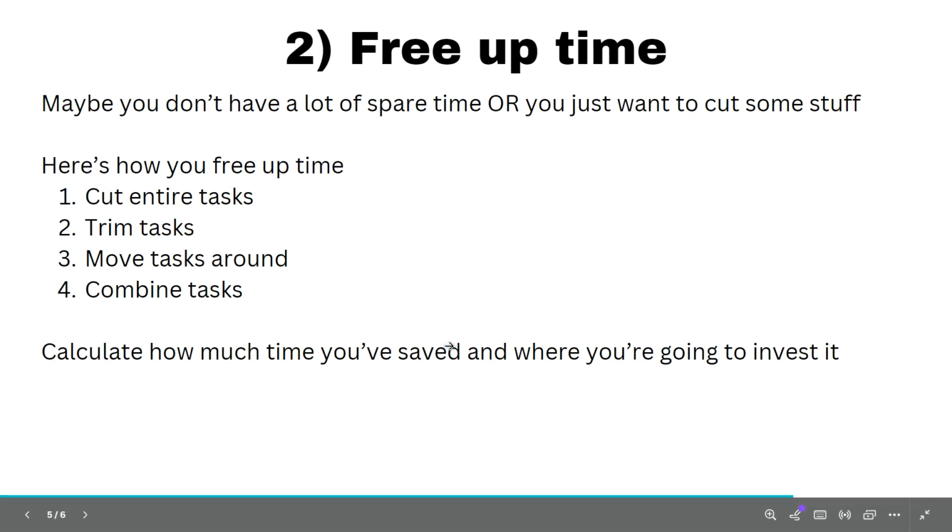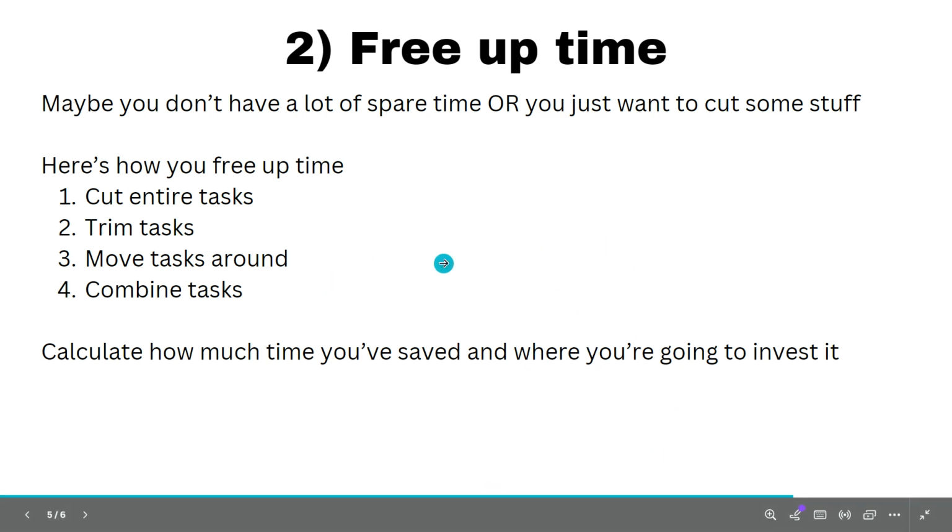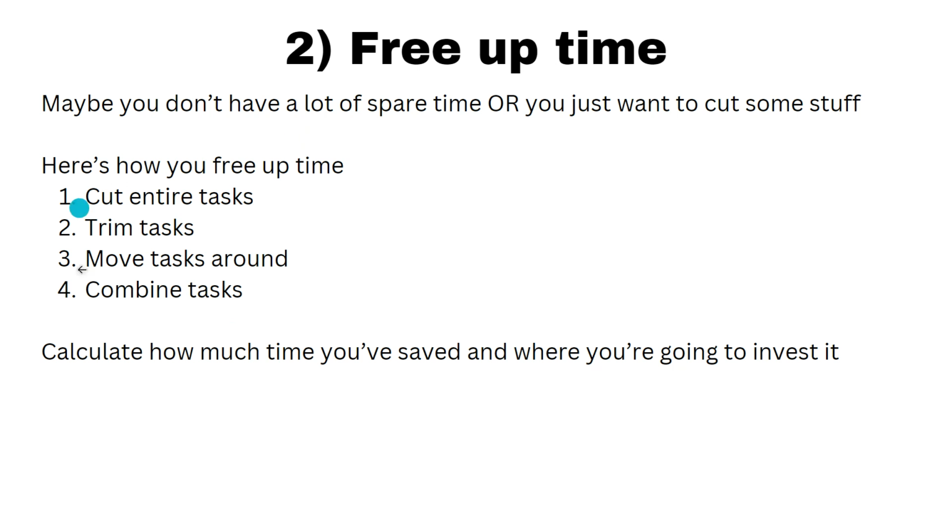Maybe you're learning an instrument and you absolutely hate it. I'm not saying give up on an instrument if you enjoy it, but if you absolutely hate something you're doing, you could easily cut it out and replace it. Trimming tasks is basically reducing the amount of time you spend doing them. So that would be like what I said before.